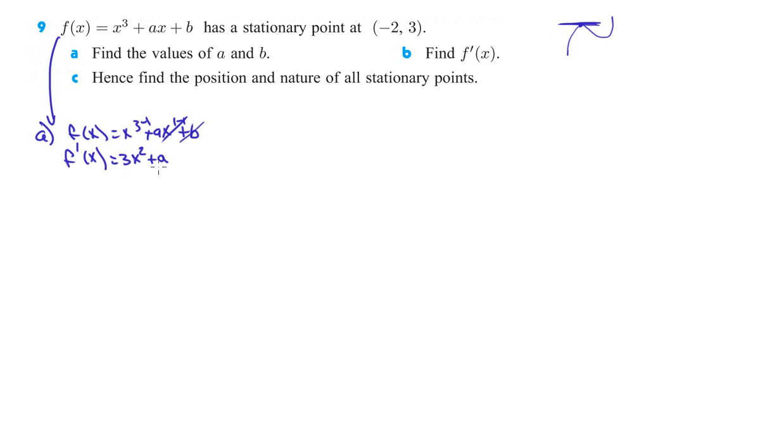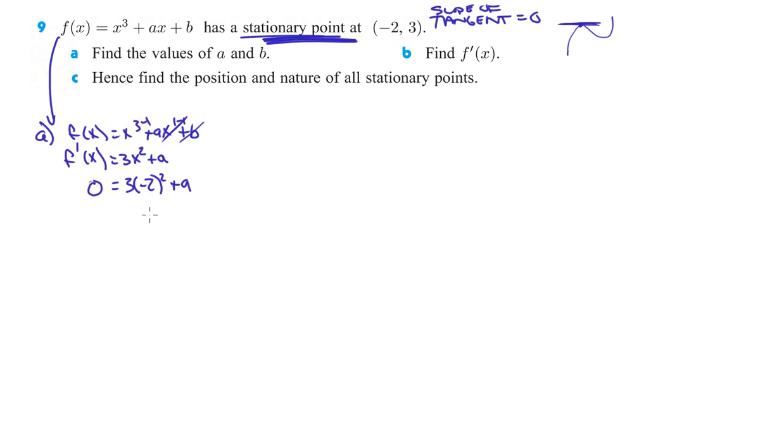Since we know that at the stationary point at negative 2, 3, this thing here has to equal 0. So really all we have to do is plug the negative 2 in for the x here. So 3 times negative 2 squared plus a has to equal 0 because it says it's a stationary point. So we know that the slope of the tangent has to equal 0, right?